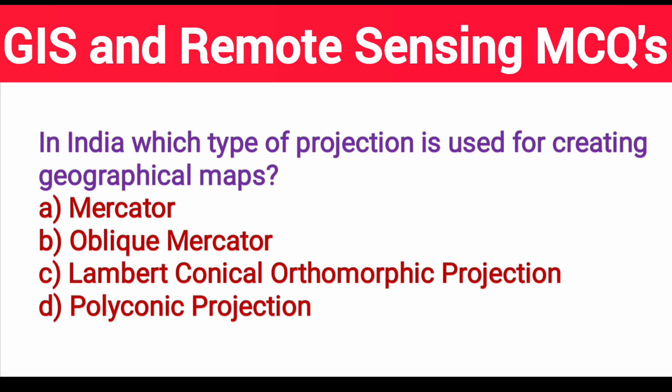Next question, in India, which type of projection is used for creating geographical maps? Option A, Mercator. Option B, oblique Mercator. Option C, Lambert conical orthomorphic projection. Option D, polyconic projection. So the correct answer is option C, Lambert conical orthomorphic projection.